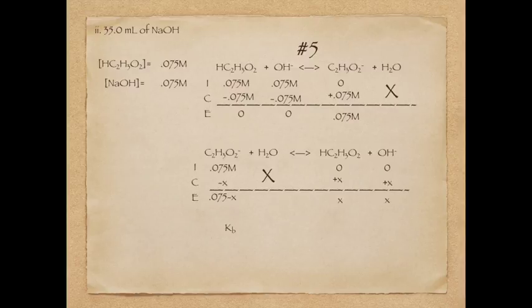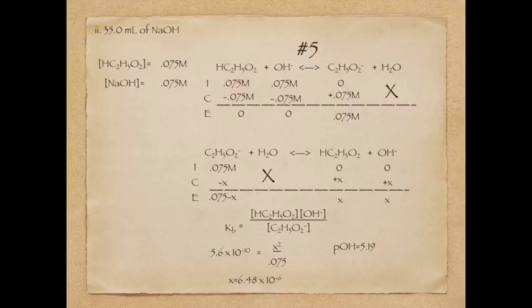And so what I get here, my Kb, I'm going to really quickly write out my base dissociation expression. It's going to be the concentration of acetic acid times the concentration of hydroxide divided by the concentration of acetate. Okay. Now I'm going to take my Kb, which was 5.6 times 10 to the negative 10th, which I calculated. That equals my x squared, because it's x times x, divided by 0.075, because I'm going to ignore the minus x. And so what I end up getting for x is 6.48 times 10 to the negative 6. That's my concentration of hydroxide, so my pOH is 5.19, therefore my pH is 8.81.